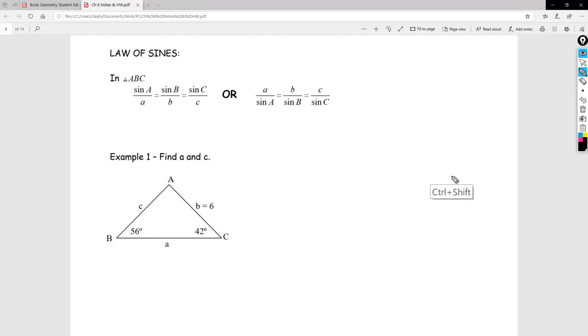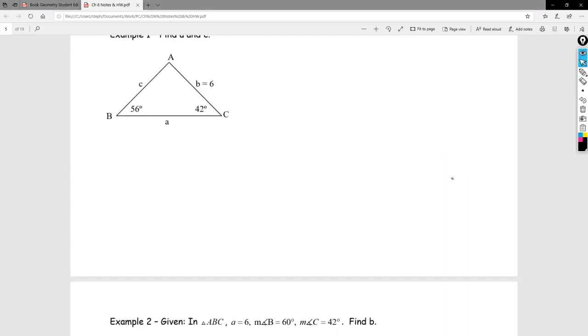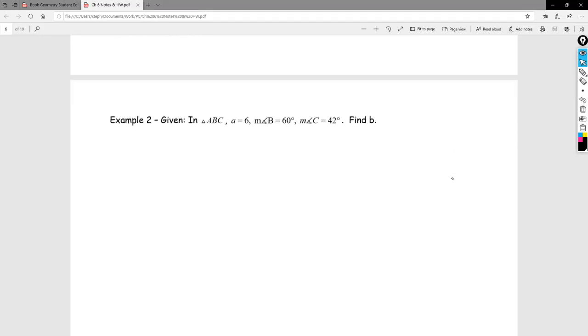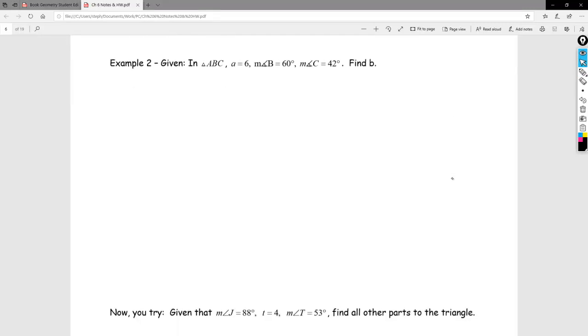Alright, so clearly law of sines is really useful to use if you have a lot of angles, whereas law of cosines is better to use if you have more side lengths. Okay, next example, we have ABC. They give us two angles and a side. Okay, it might help if you draw a picture, but we can also just set up our ratio.